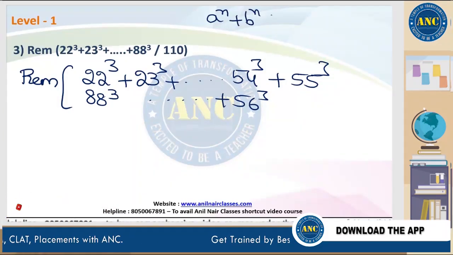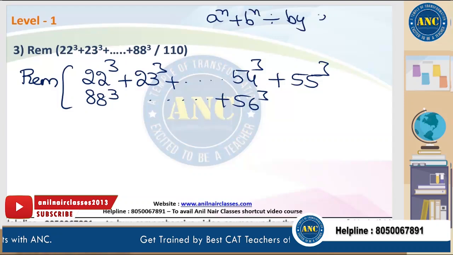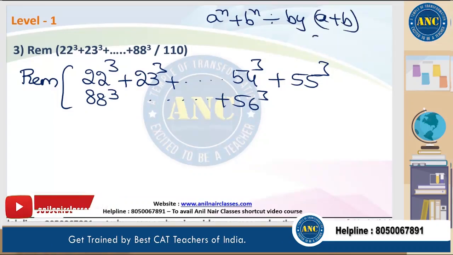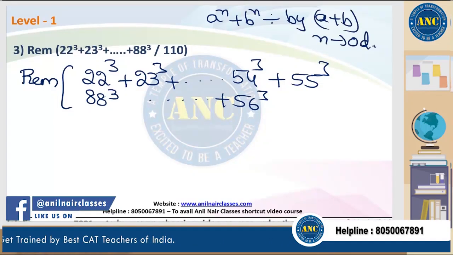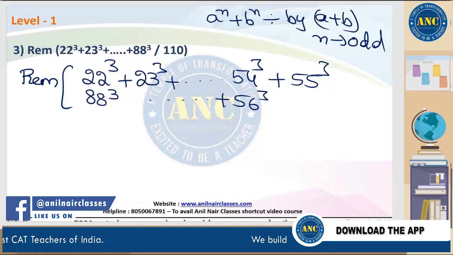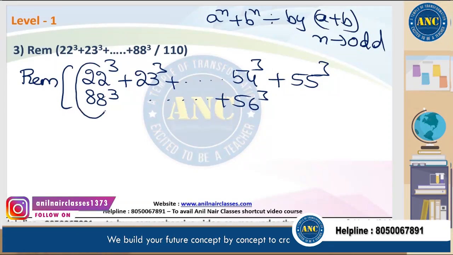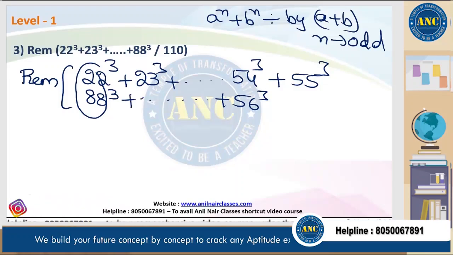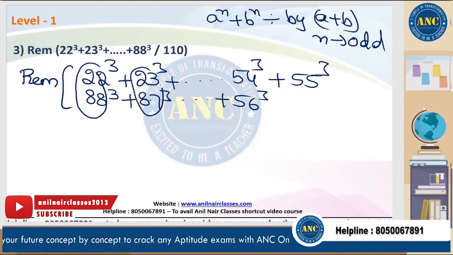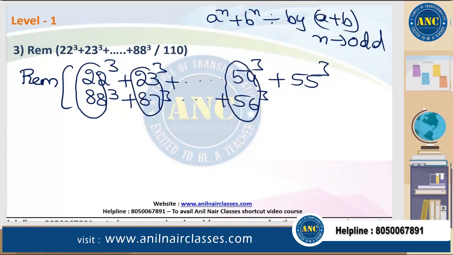a power n plus b power n is always divisible by a plus b if n is an odd number. Check whether the power is an odd number. Yes, the power is 3, and 3 is an odd number. 22 plus 88 is 110. Yes. 23 plus 87 is 110. Yes. 54 and 56 is 110.